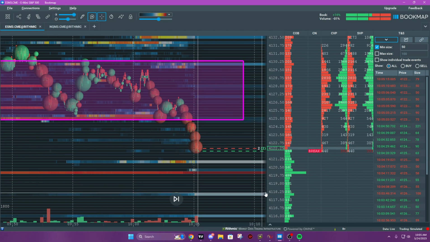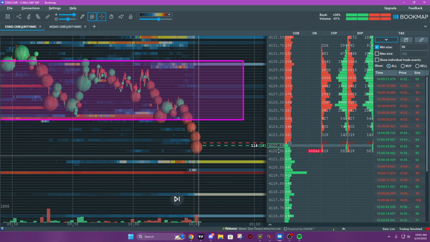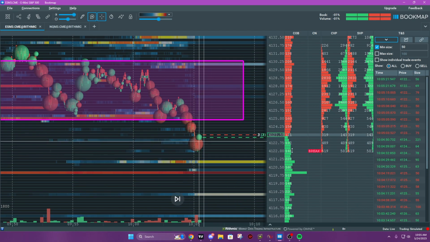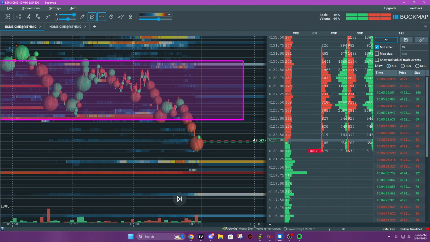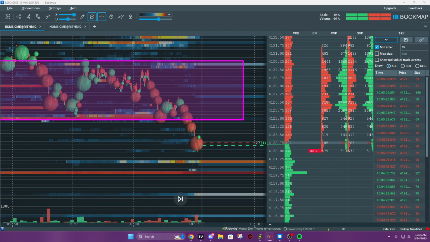Kind of peeked through it. We hit 41.21.75. Just peeked our head through it. Got absorbed right at that 21.75. We also have absorption on the last candle at 41.27. Okay.